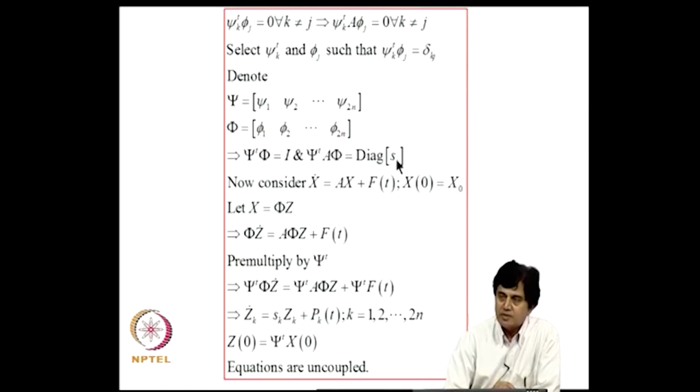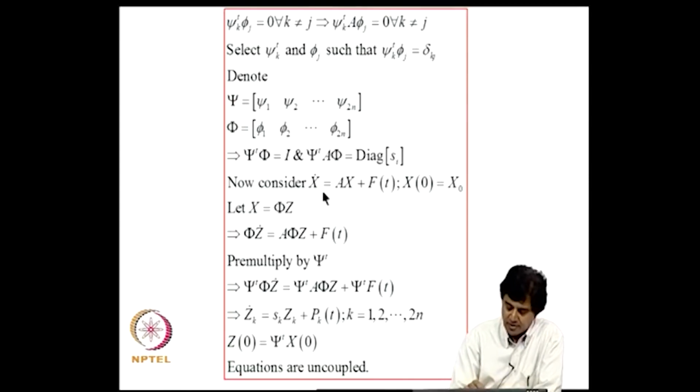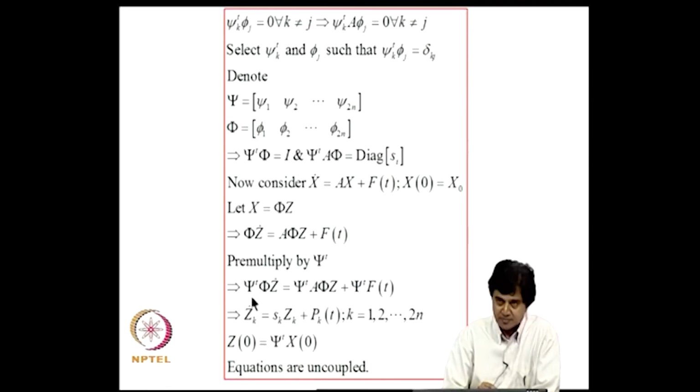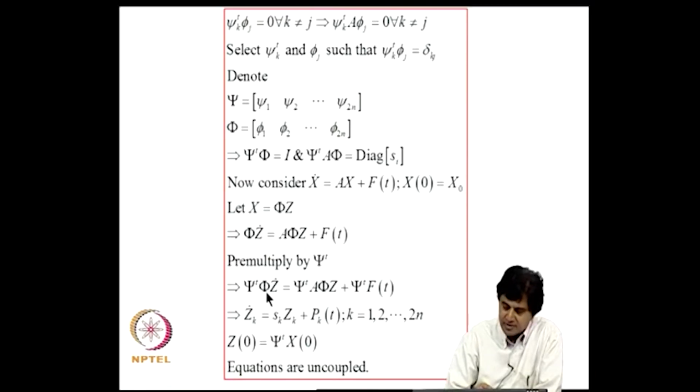Now, how does this help us to uncouple the equations? So, let us start with x dot equal to Ax plus f of t, with x of 0 equal to x naught. Now, let us make the transformation x equal to phi z. I get this equation. Now, instead of pre-multiplying it by phi transpose, I will pre-multiply by psi transpose. So, I will get psi transpose phi z dot is psi transpose A phi z plus psi transpose F. Now, we know psi transpose phi is an identity matrix, and psi transpose A phi is a diagonal matrix with eigenvalues appearing on the diagonal. So, I get therefore a set of uncoupled equations.